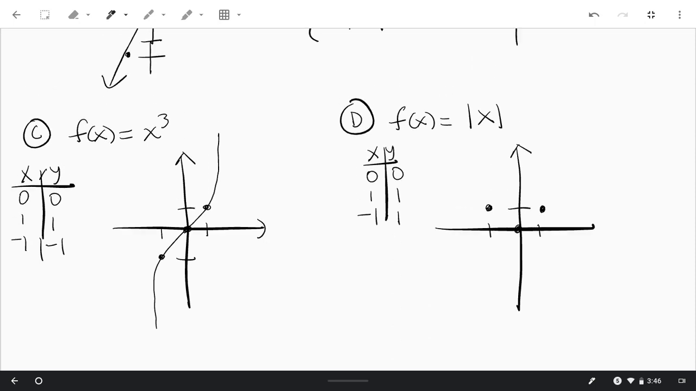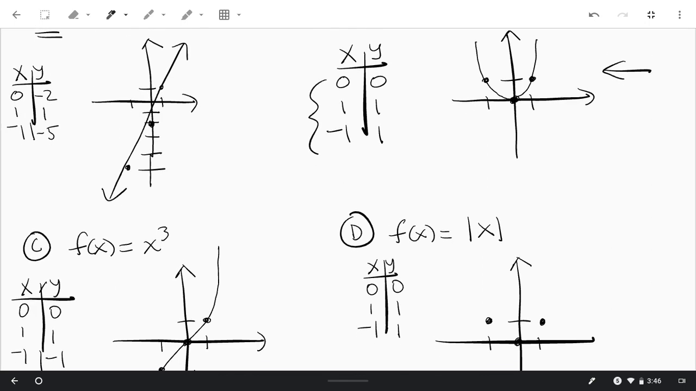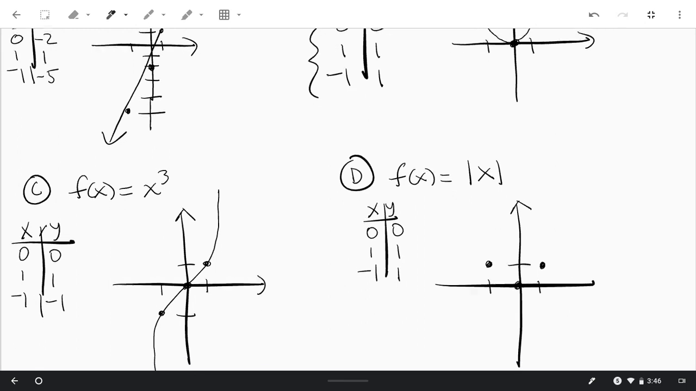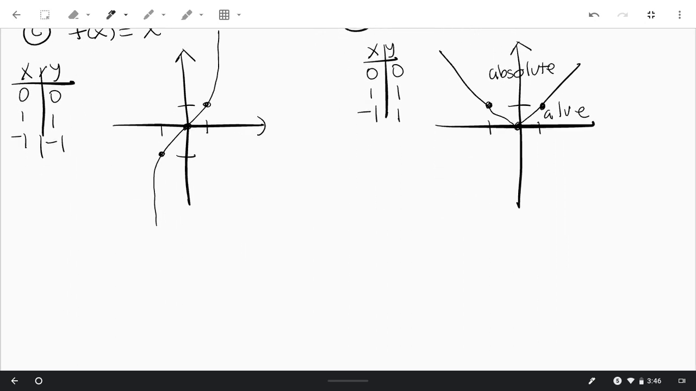Okay, so this is very similar to this parabola, right? We get the same points, (0, 0), (1, 1), (-1, 1). But this one, so x squared is the U, absolute value gets the V shape. Okay, that might be easy to remember because remember, this is absolute, and then this value, V for value, absolute value. Okay, so make sure you know those 3 points.